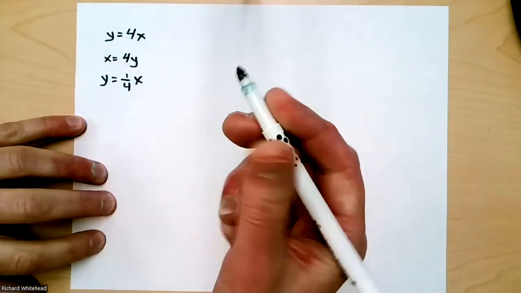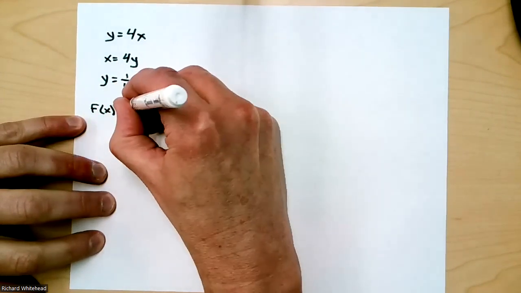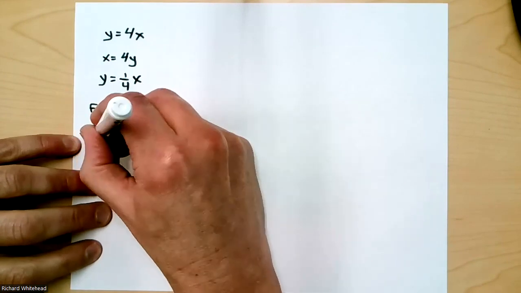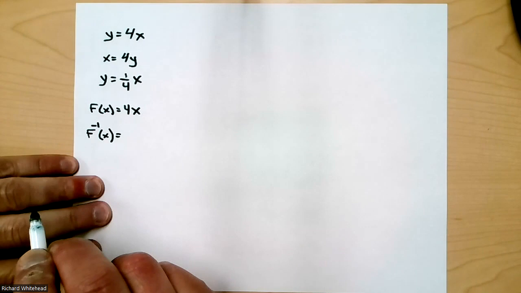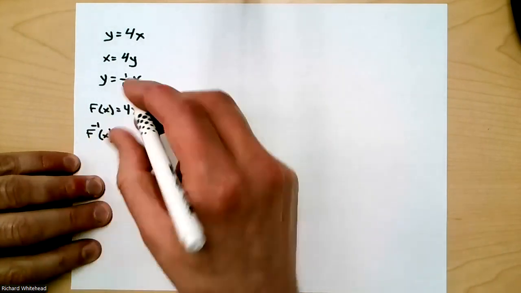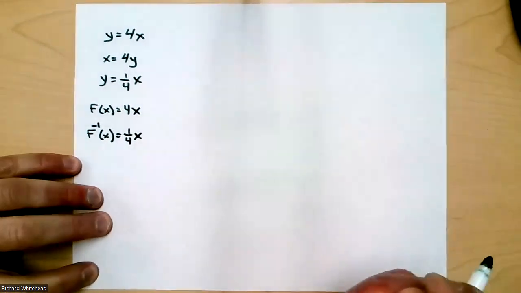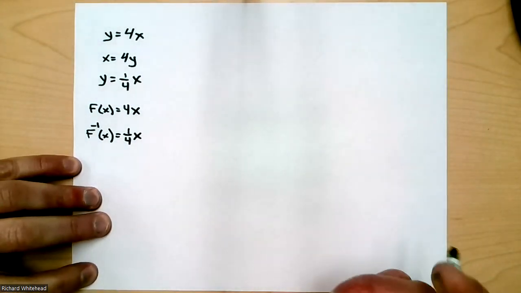So y would be equal to 1/4 x. So these are inverses. So you could say something like f of x is equal to 4x. And then the notation they use these days, which I don't necessarily agree with, is the -1 power. So the inverse of f of x would be 1/4 x. And then if you recall from algebra 2, anybody, was it algebra 2?